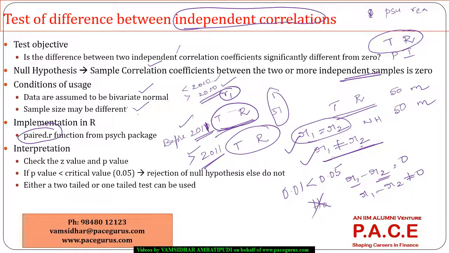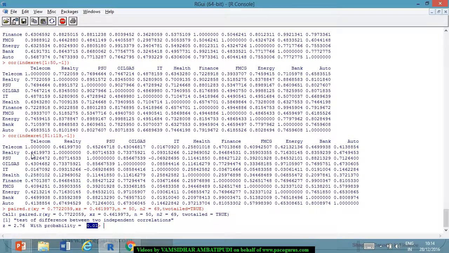So saying the correlations are different is another way of interpreting that the relationship between telecom and reality has changed over the years. Before, let's say 2010 or up to 2010, the relationship between them was much stronger. But after that, the relationship started becoming weaker between the reality and the telecom segment.